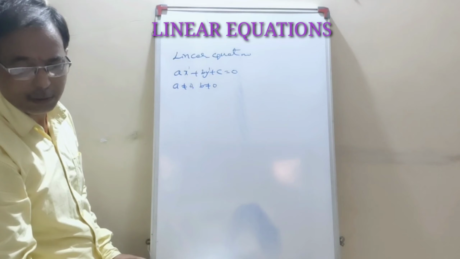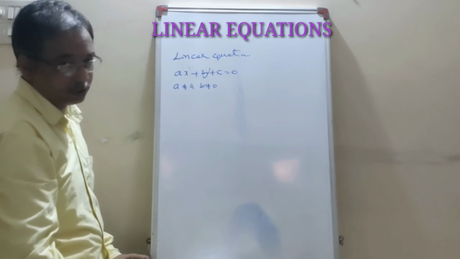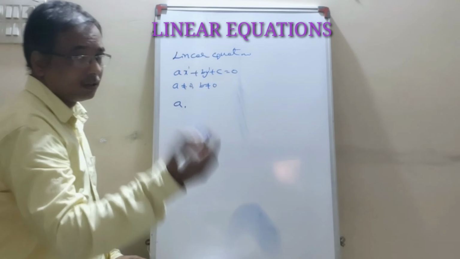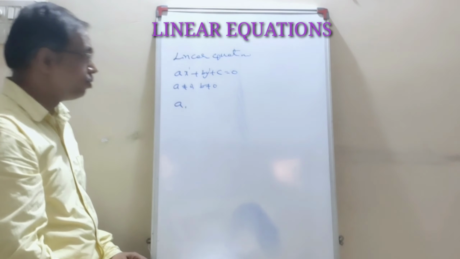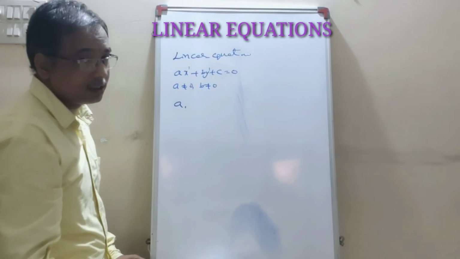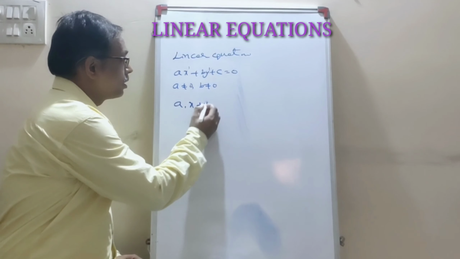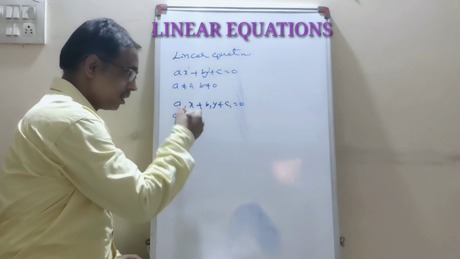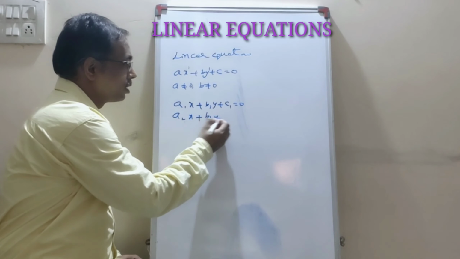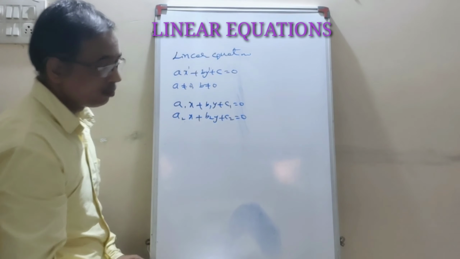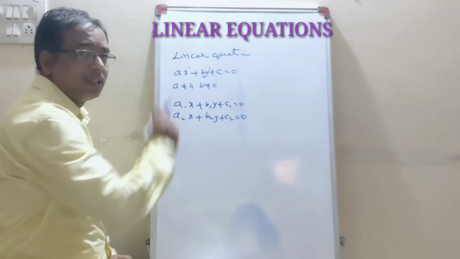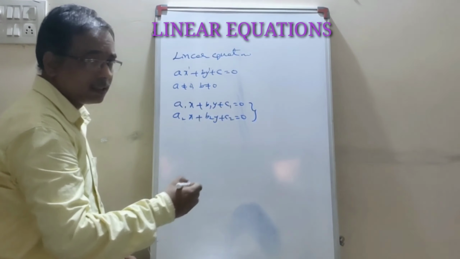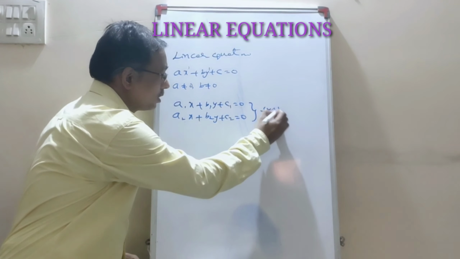And moreover, simultaneous linear equations in two variables. That means a pair of linear equations in two variables are said to be simultaneous linear equations. It is a1x plus b1y plus c1 equal to 0, and simultaneously one more equation a2x plus b2y plus c2 equal to 0. These two are known as the simultaneous linear pair of equations. So this together is called a system.